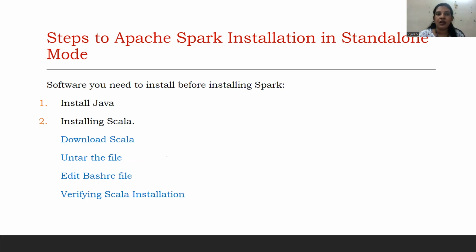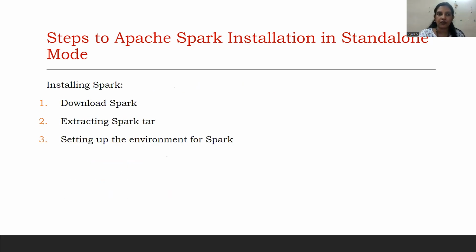Coming to the software that you need to install before installing Spark, the first one is you should install Java, and the second one is installing Scala. So how do you install Scala? You download Scala, untar the file and edit the bashrc file, and then you verify the Scala installation. And coming to installing Spark, you download Spark, extract the Spark tar, and set up the environment for the required Spark.